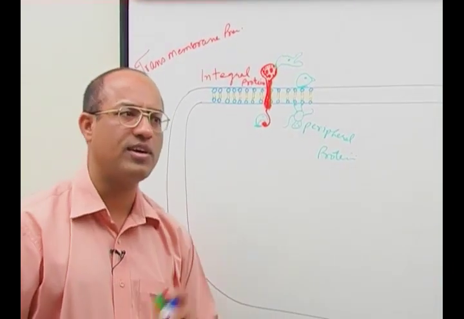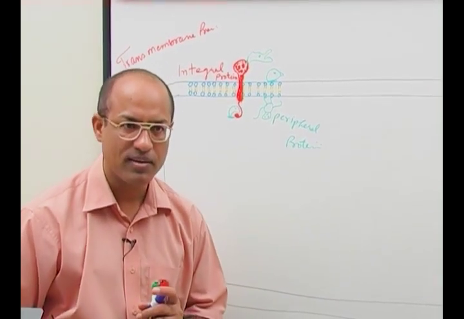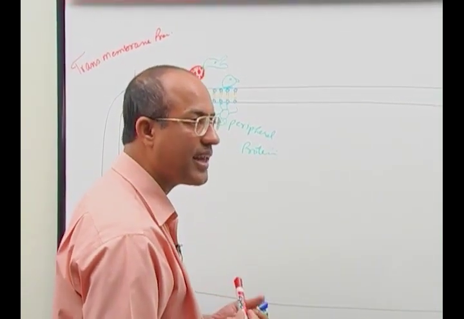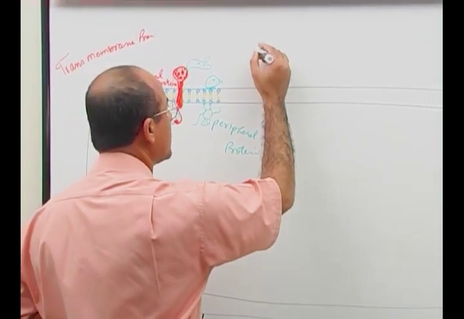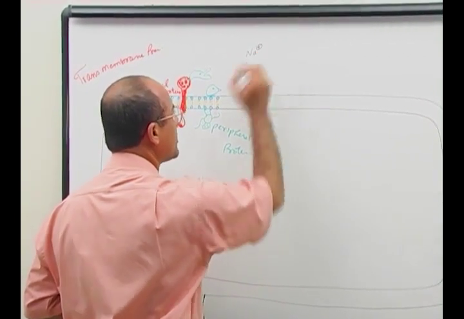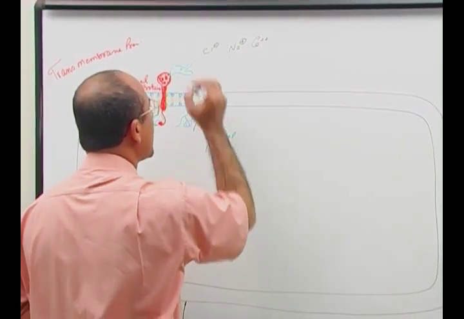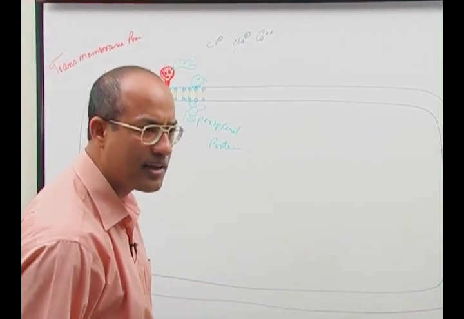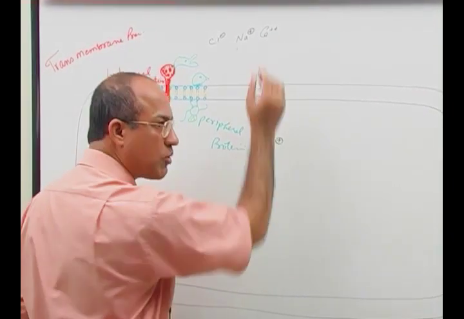What are the functions of integral proteins? Why do integral proteins have to be there in the membrane? They have very, very important functions. Number one, as I told you in the beginning, those substances which are highly polar or very large, for example, sodium, which has a charge, or calcium, or chloride, which have charge. These substances cannot diffuse through the membrane. Or even potassium, it has a charge, it is not lipid soluble. Can it diffuse through the membrane?